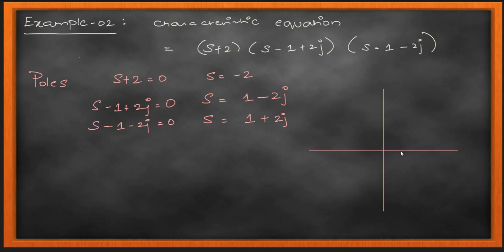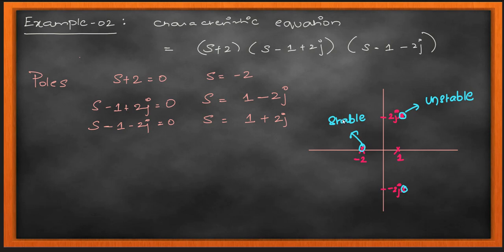So for now, I can find the poles for this characteristic equation, because it is in a factorized form, that to be s equal to minus 2, 1 plus or minus 2j. So if I plot these poles, what do I get? I get my complex conjugate poles on the right hand side, whereas my s equal to minus 2 is on my LHS. So I can say that one of the roots is stable and the other two are unstable.